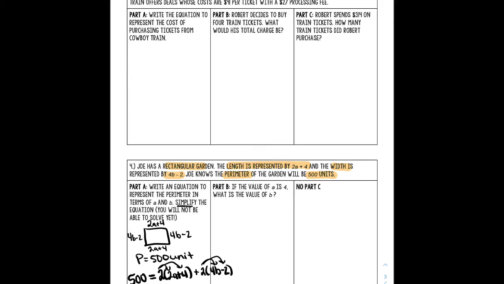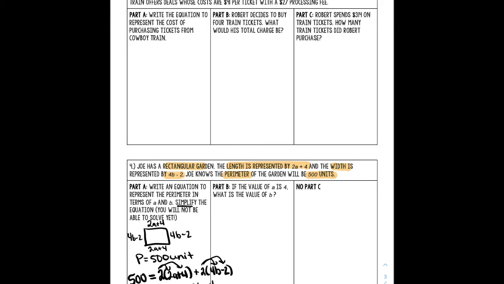That means I'm going to go ahead and distribute here and here. So 2 times 2a is 4a, 2 times 4 is 8, 2 times 4b is 8b, and 2 times negative 2 is negative 4. I still have some like terms, so I'm going to keep combining. So I have 500 equals 4a plus 8b, and 8 minus 4 is plus 4. Okay, so this is my equation. I have an a value and a b value, so I can't solve yet.